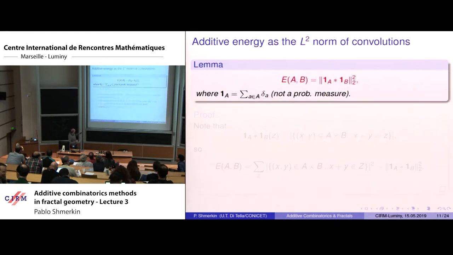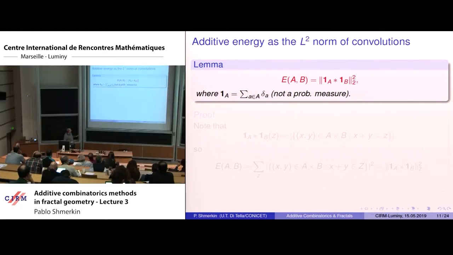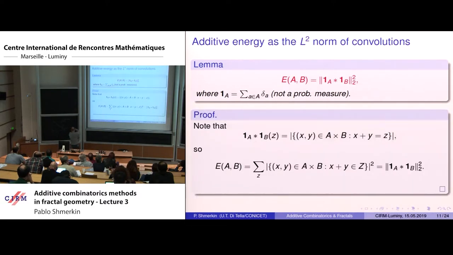Okay, great. So here is a more analytic interpretation of additive energy. Given A, I consider the function or the measure, the indicator, which is just the sum of delta masses at points in A. Here I'm breaking my convention that all measures are probability measures. These measures are not probability measures. I'm not normalizing by anything. It's just the sum of the delta atoms. And then the energy is actually the L2 norm squared of the convolution of these indicator functions of A and B. And this is the proof. So what is the convolution at the point Z is, well, this is the definition.